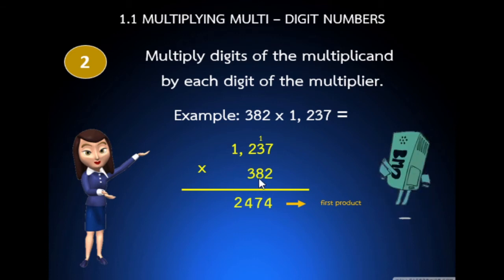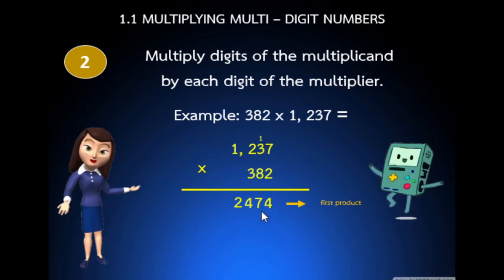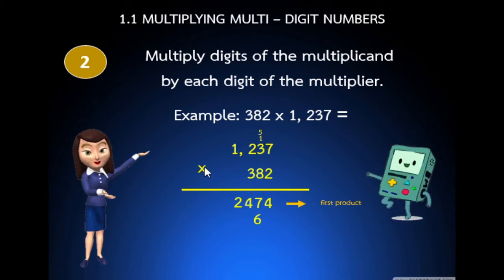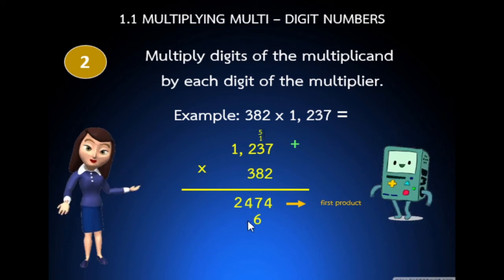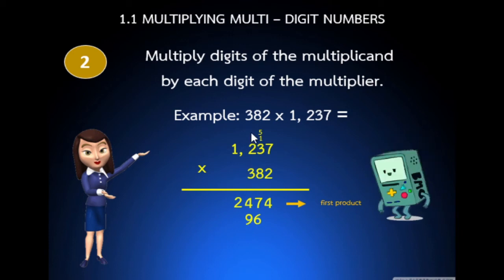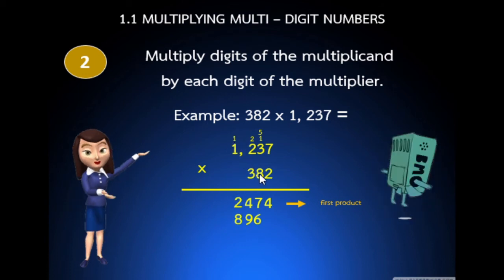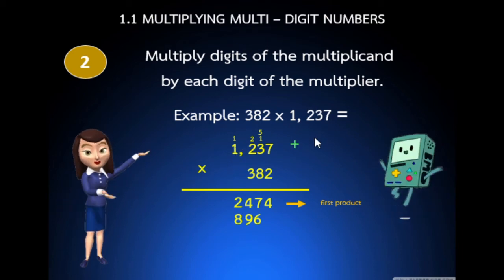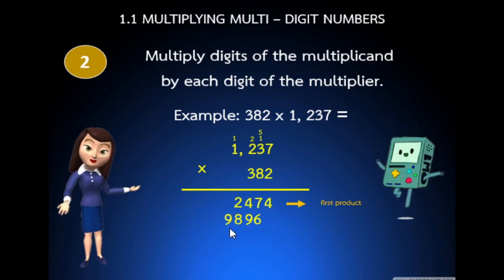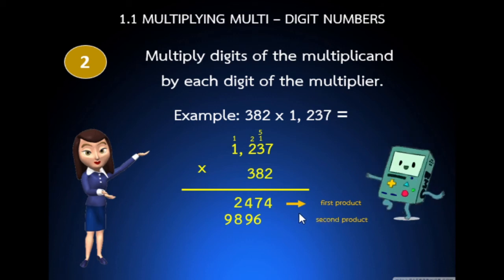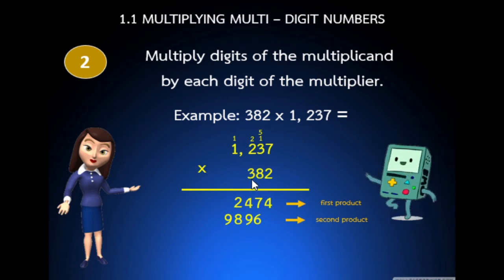Okay, next, we will multiply 8 by the multiplicand. So we have here 8 times 7 is 56. Bring down 6, carry 5. 8 times 3 is 24 plus 5 is 29. Bring down 9, carry 2. 8 times 2 equals 16 plus 2 is 18. Bring down 8, carry 1. 8 times 1 equals 8 plus 1 is 9. 9,896 is now our second product. Can you follow?